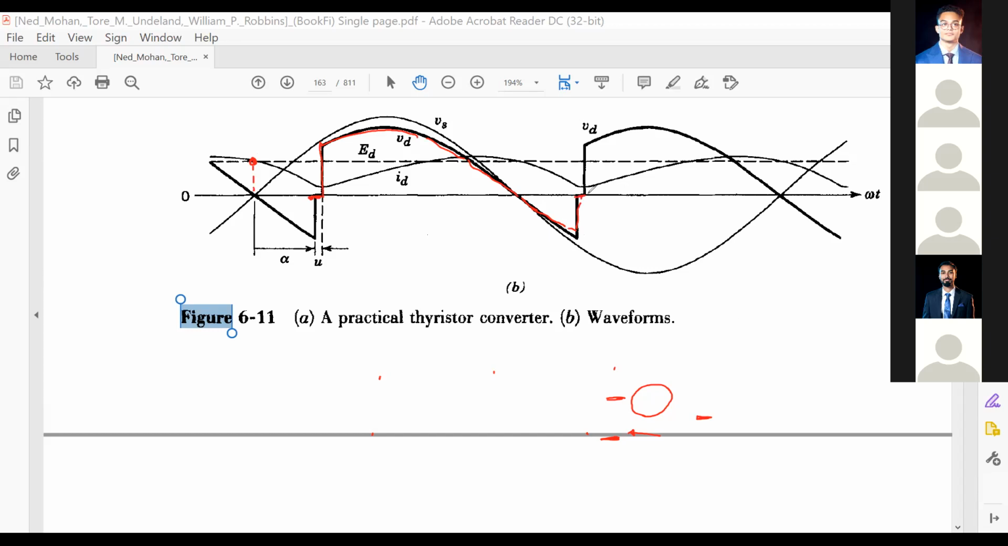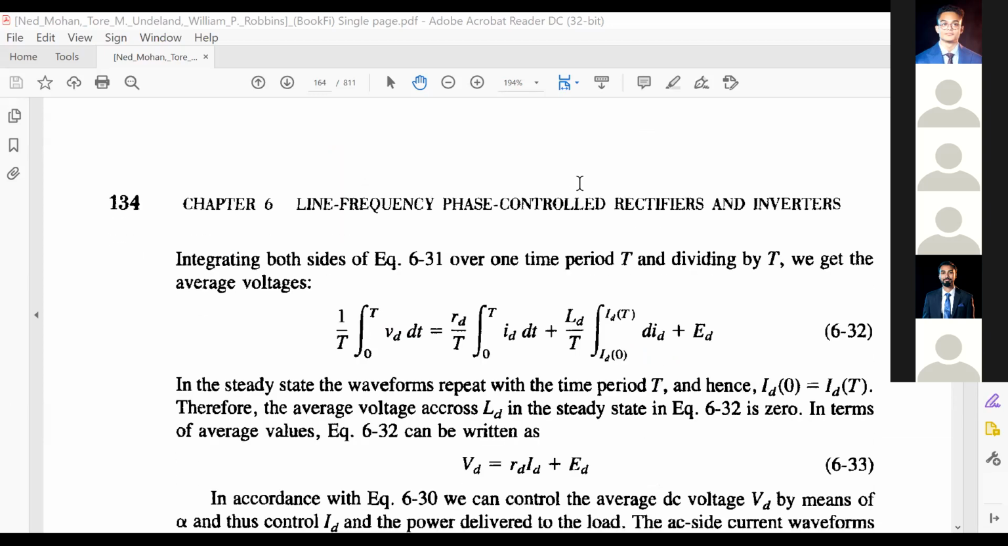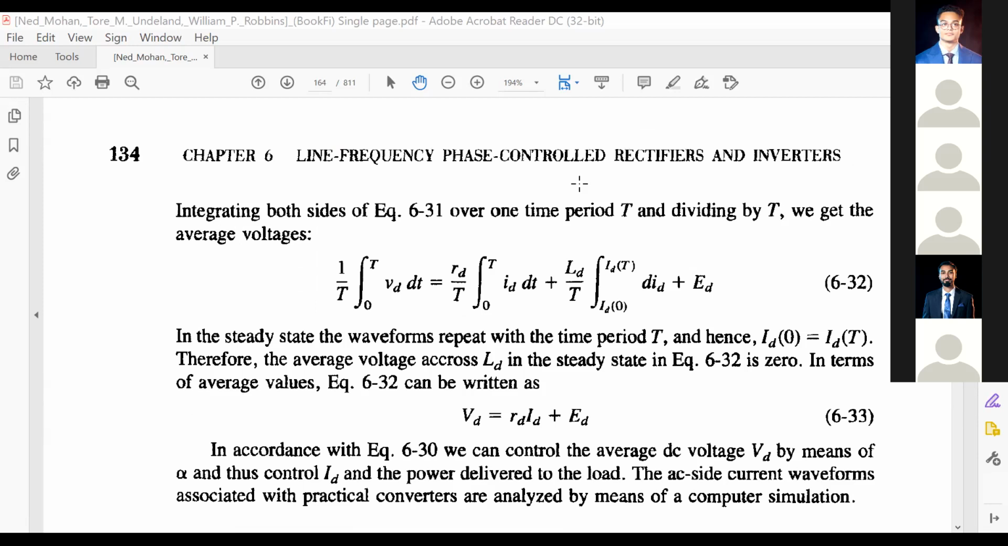Is it T or T by 2? It is, sorry. Okay, let us see. Confused. Here, okay. Then look here, if you consider one cycle.